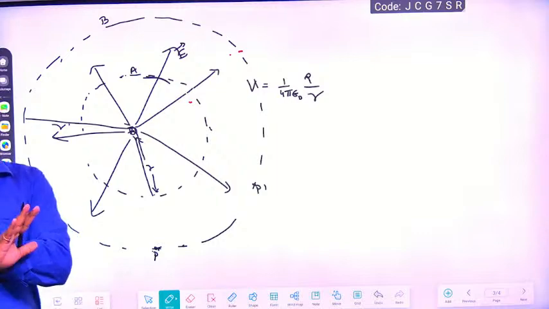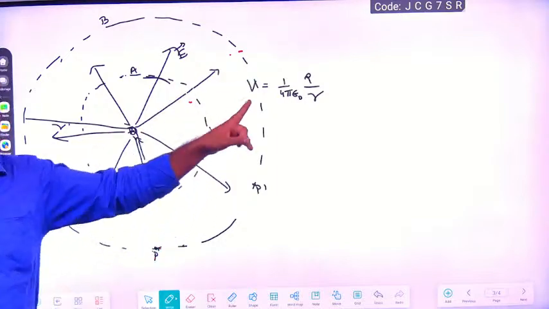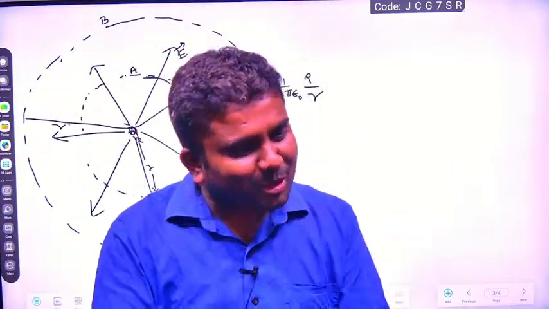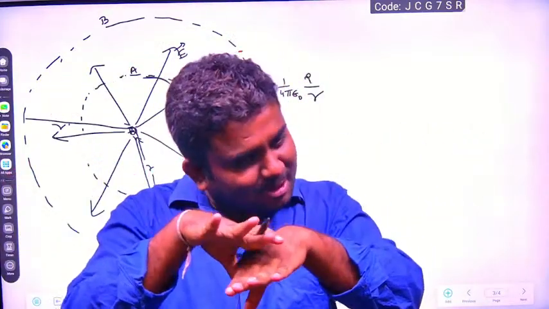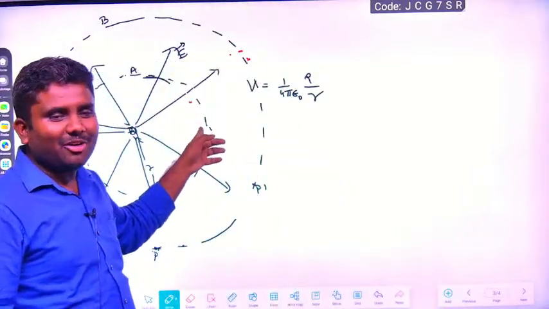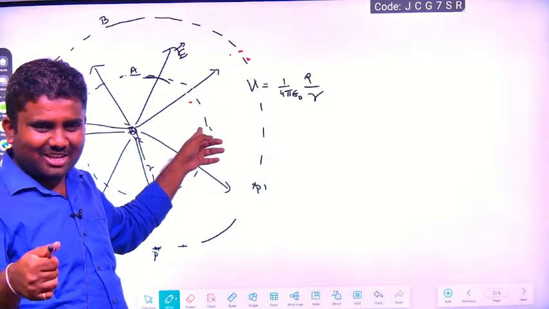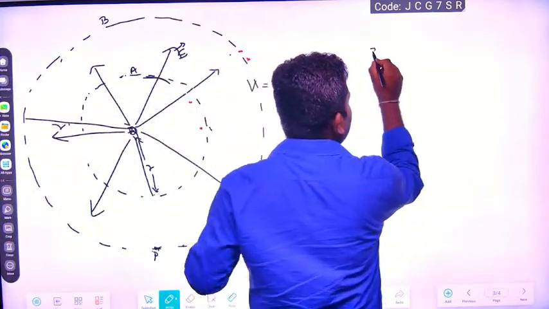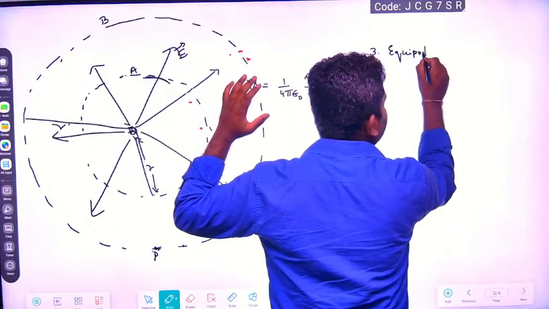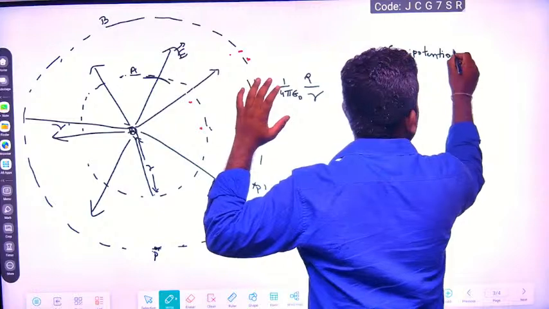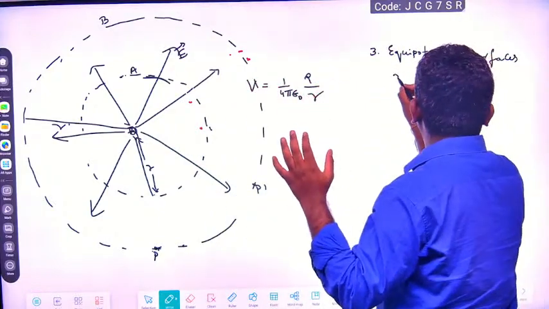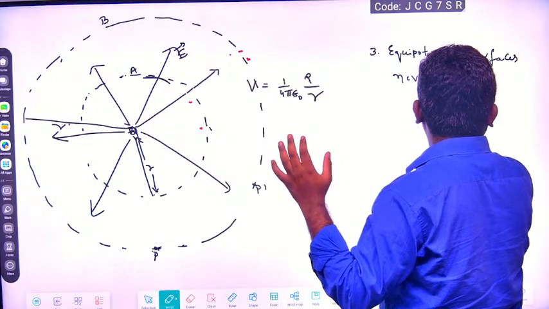Equipotential surfaces never intersect each other. If they intersect, what will happen? It's not possible. Equipotential surface means the same potential should be there. If there are two different potentials, is it possible to intersect? Not possible. Understood? So that is the third point you write. Equipotential surfaces never intersect each other.